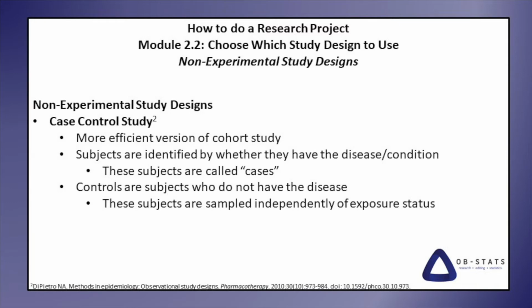In a case control study, subjects, called cases, are identified by whether they have the disease or condition in question. Controls are subjects who do not have the disease and are selected from the population from which the cases originally arose. Controls should be sampled independently of their exposure status. This criterion, if met, allows the odds ratio to approximate the incidence rate ratio and, by extension, relative risk. The exposure status of cases and controls may then be determined.